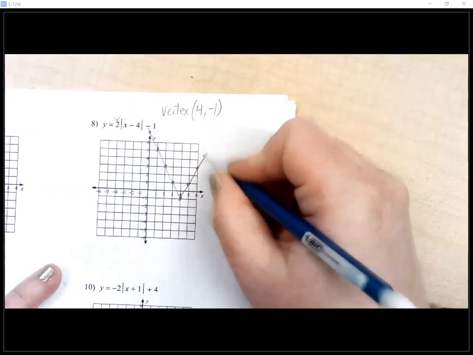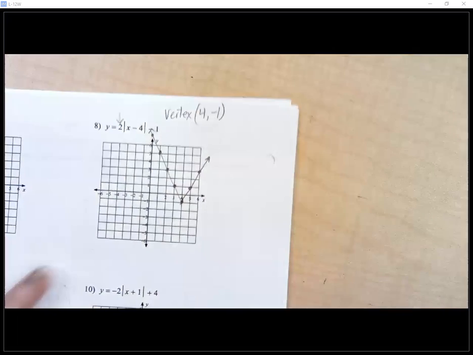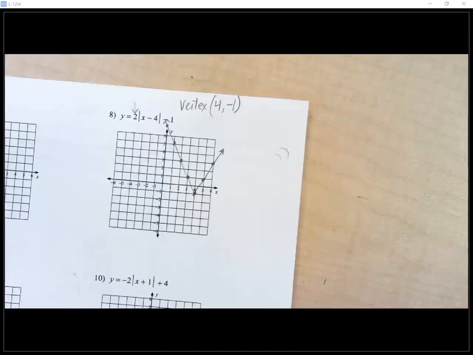There we go. Okay, so there is our absolute value graphed. Now it's our job to rewrite it as a piecewise function. Give it a shot. Think of where is this thing splitting and then what's the equation of each branch.